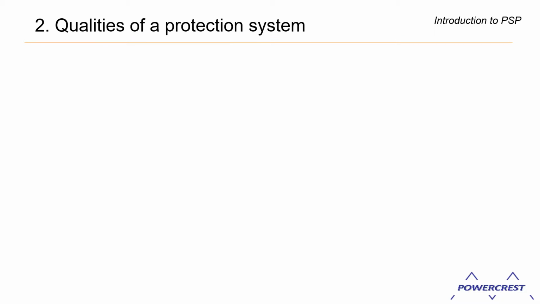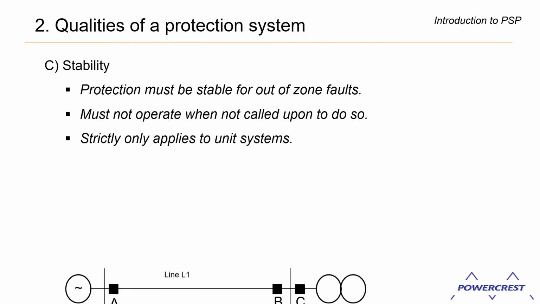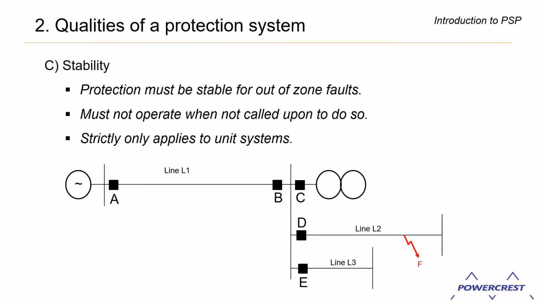The next S stands for stability. Protection must be stable for out-of-zone faults, must not operate when not called upon to do so, and strictly, stability only applies to unit systems. So let's look at our network again. A fault F on line L2, right, would really be a through fault for line L1, which means we want the protection at A and B to be stable for this through fault condition. It must not operate when not called upon to do so.